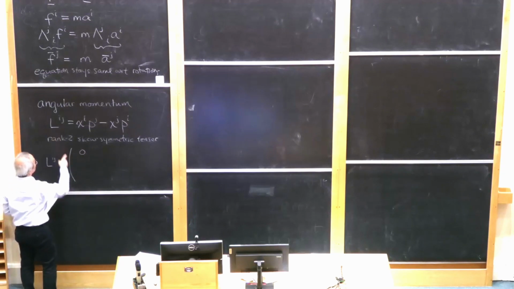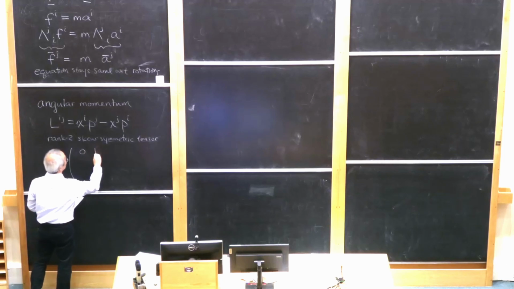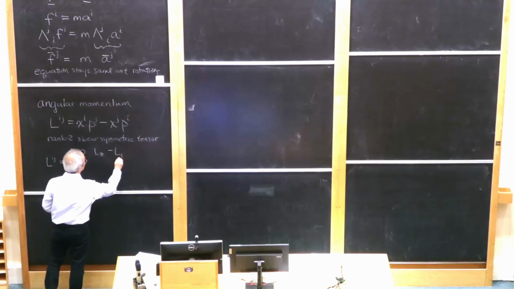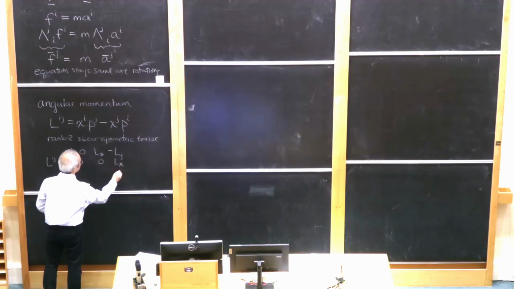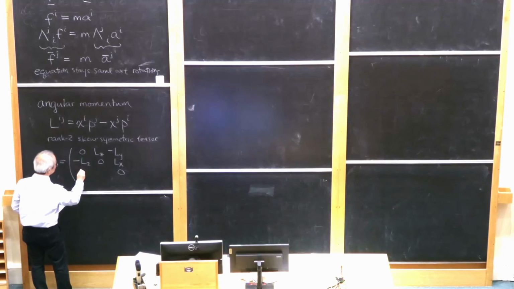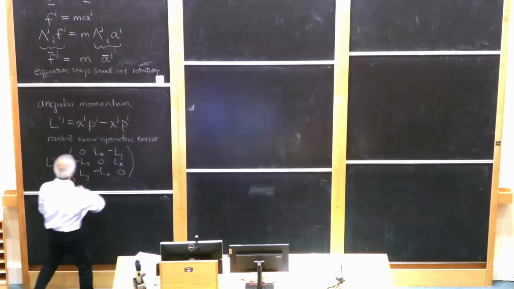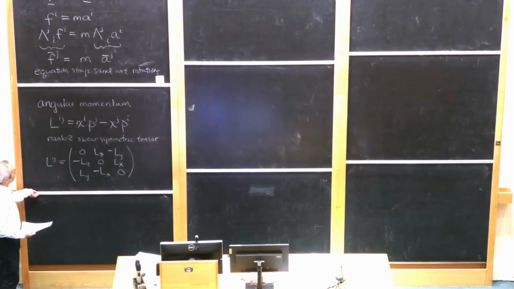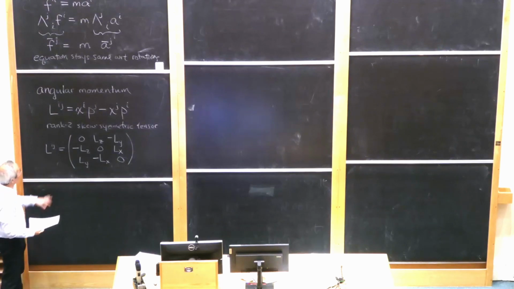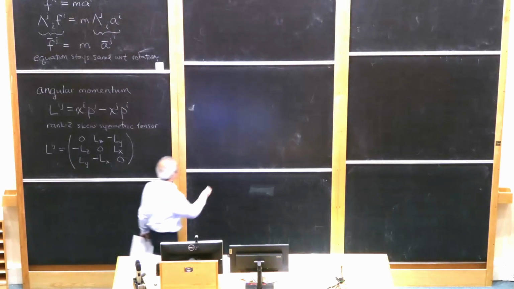This one will be L12, so that will actually be Lz. You get these other components like this, and then, of course, it's skew-symmetric, so you have a minus sign on the other side. This is what the components of the skew-symmetric tensor look like. Notice there are actually only 3 degrees of freedom here.